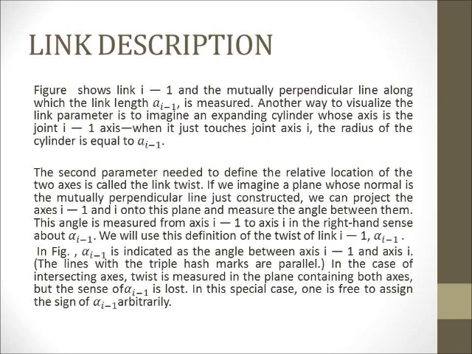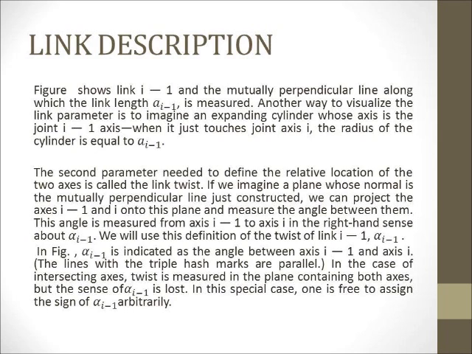The second parameter needed to define the relative location of the two axes is called the link twist. If we imagine a plane whose normal is the mutually perpendicular line just constructed, we can project the axes i minus 1 and i onto this plane and measure the angle between them. This angle is measured from the axis i minus 1 to axis i in the right hand sense about a i minus 1.